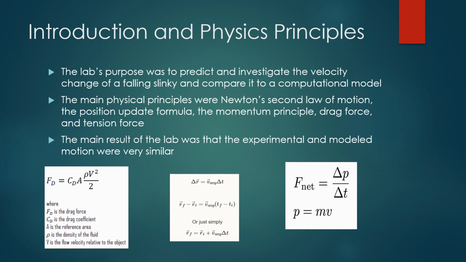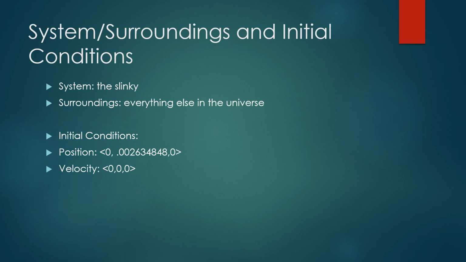The main result of the lab was that the computational model was similar to the experimental data and that it accurately depicted the motion of the slinky. Both the experimental data and the computational model showed the position of the slinky visually decrease. The system is the slinky, and the surroundings are everything else in the universe.